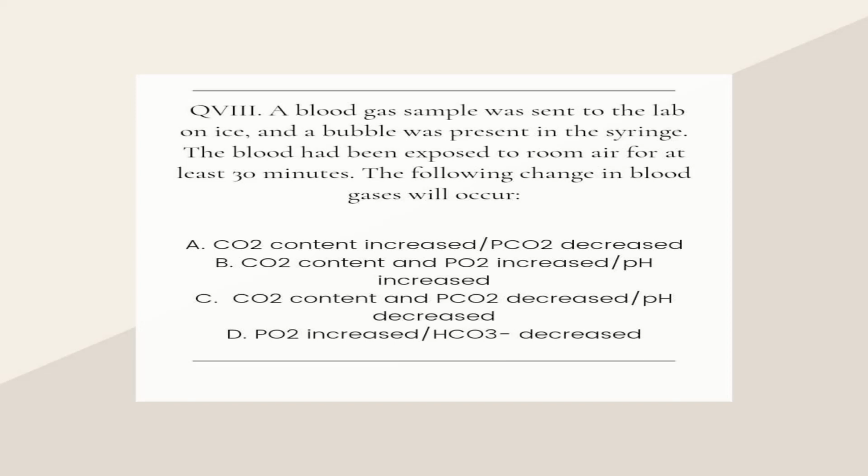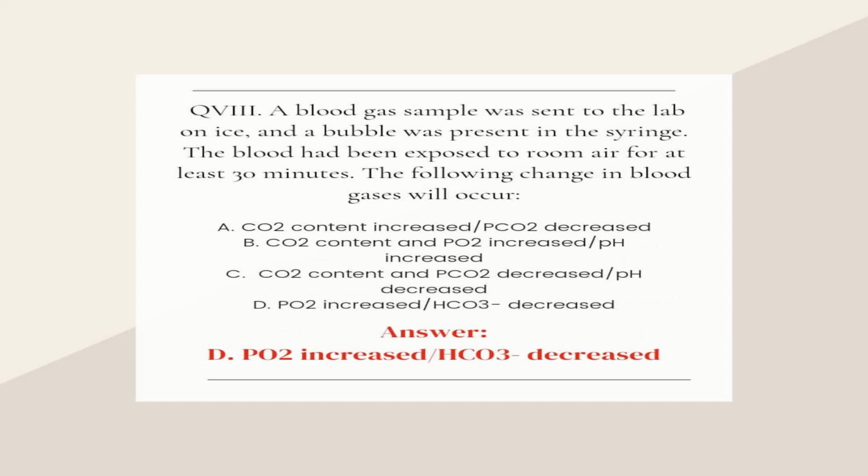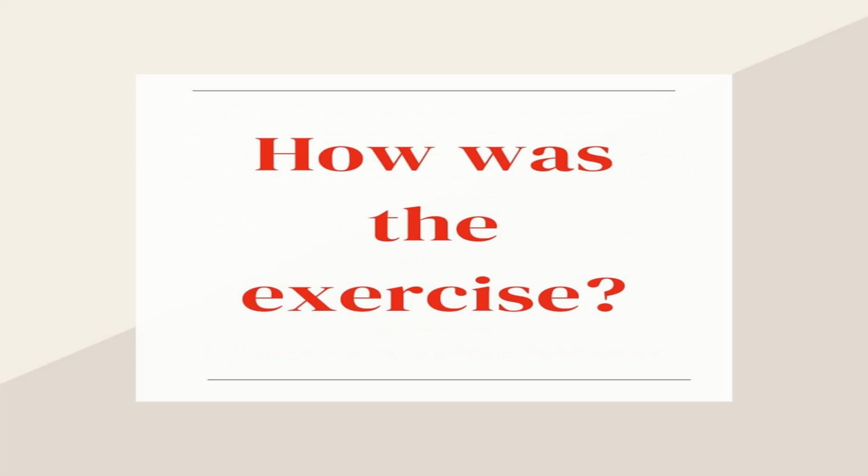The best option is D. Partial pressure of oxygen will increase and there will also be a decrease in total bicarbonate ion. An air bubble does not have significant effects on carbon dioxide content and also on pH, but it does have significant effects on partial pressure of oxygen. That's why it will always increase in the presence of an air bubble. So how about you overall?